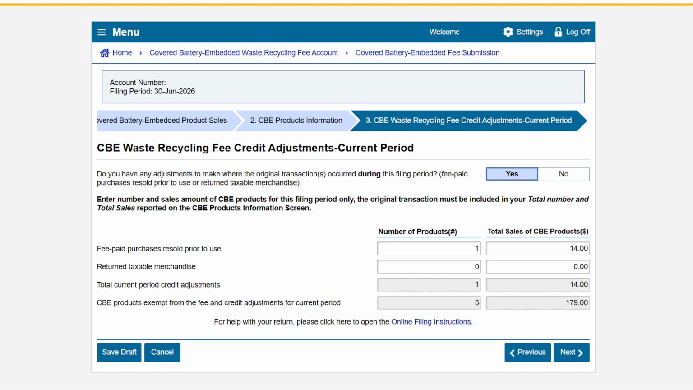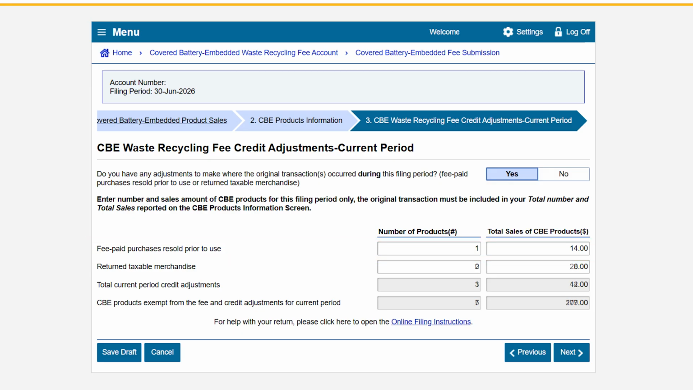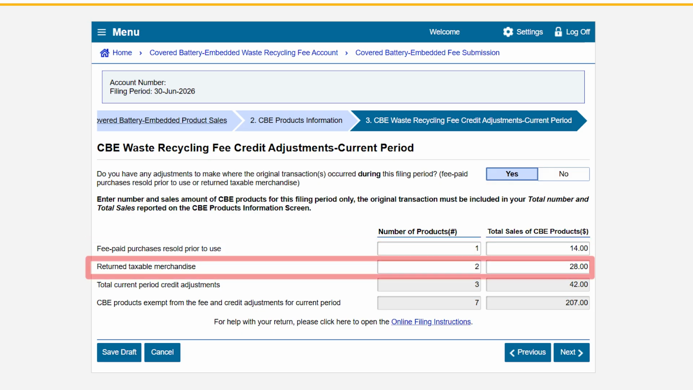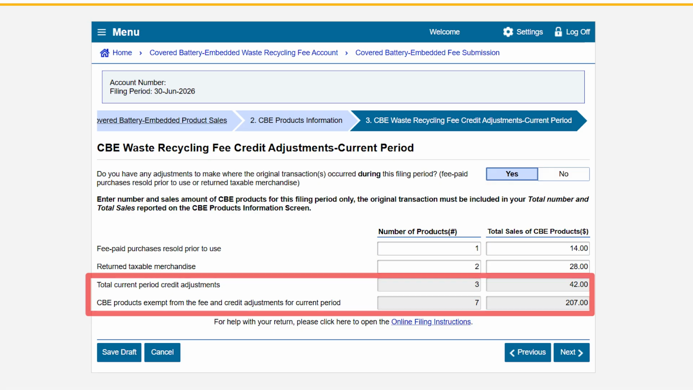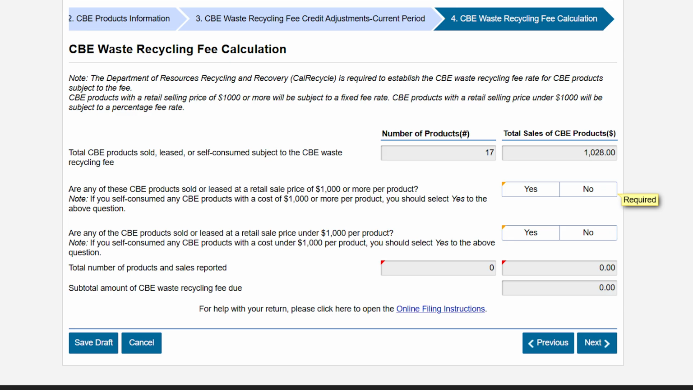In our example, we had one CBE product that was resold prior to use with a total retail sales price of $14. We also had two CBE products returned with total sales of $28. The total CBE products exempt from the fee and credit adjustments for the current period will be automatically calculated. Then click Next. This brings us to the CBE Waste Recycling Fee Calculation page.